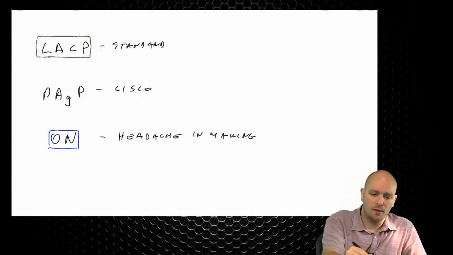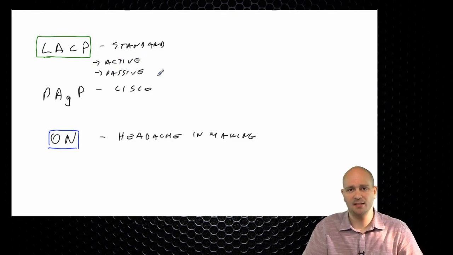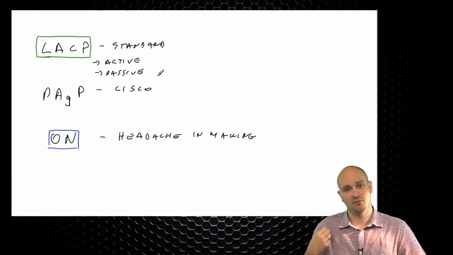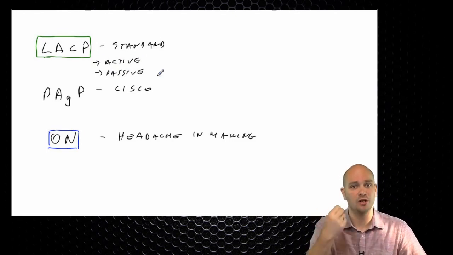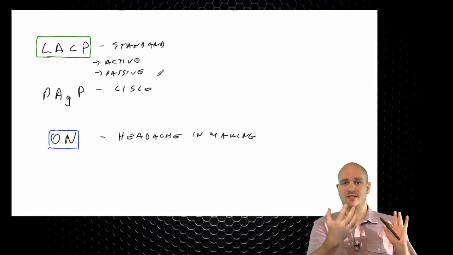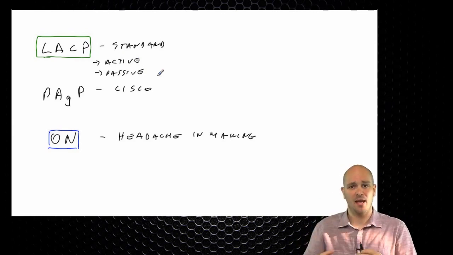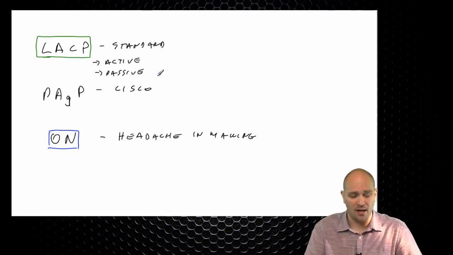Now, LACP can operate in two modes. There is an active mode and there is a passive mode. Now, as the words imply, in active mode, the side that is configured as active is actively going to negotiate the formation of the bundle. The passive side is just going to wait there to receive the LACP frames so that it can respond to them and actually form an EtherChannel.